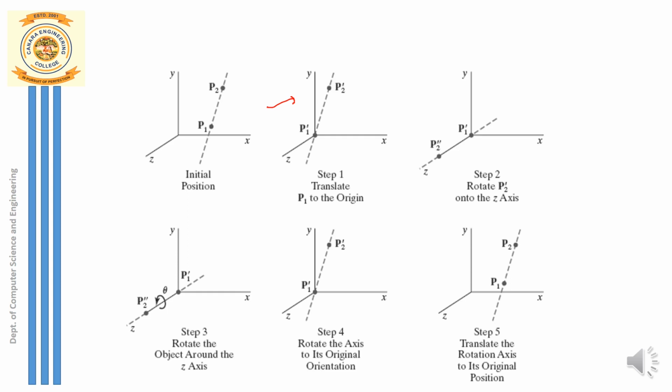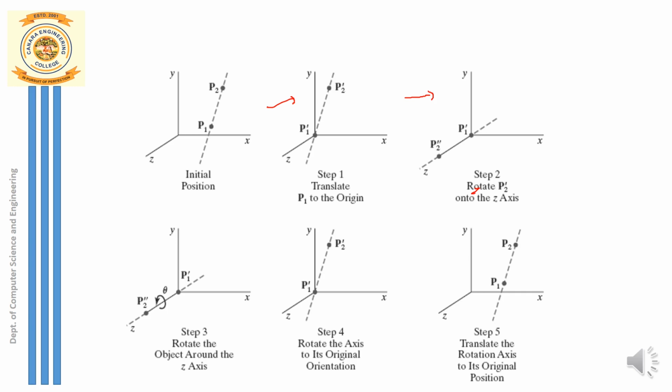Once you translate the line segment to the origin, I still cannot rotate it about the z-axis directly, because the line segment is not aligned along the z-axis. To make it align along the z-axis, I have to slightly orient, in other words rotate, this line segment along the z-axis.